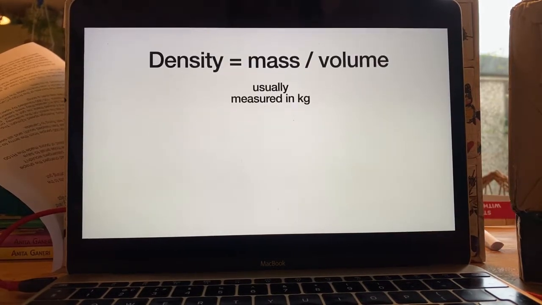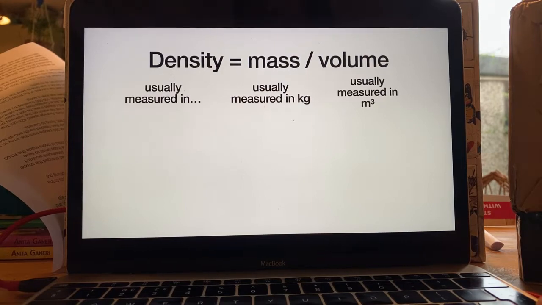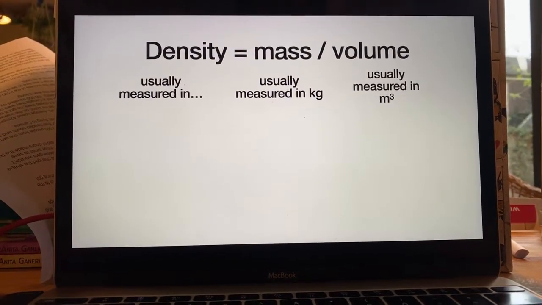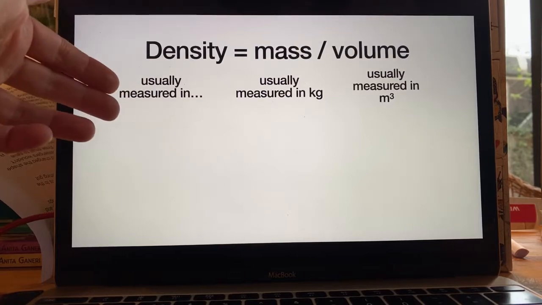Right, so mass is usually measured in kilograms. Volume is usually measured in metres cubed. What is density usually measured in? Come on, you know this. We've done a lot of work with equations. If this is your first time, you might not be able to work this out. What's the unit of density?